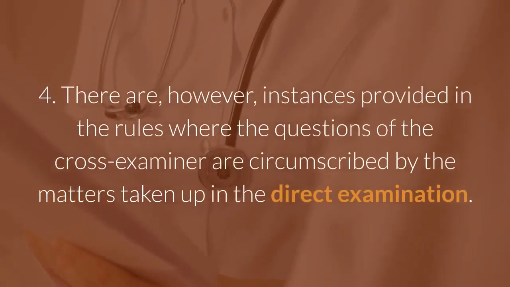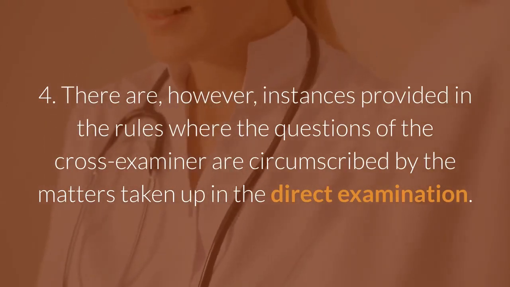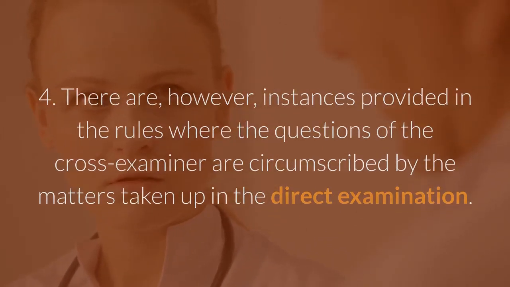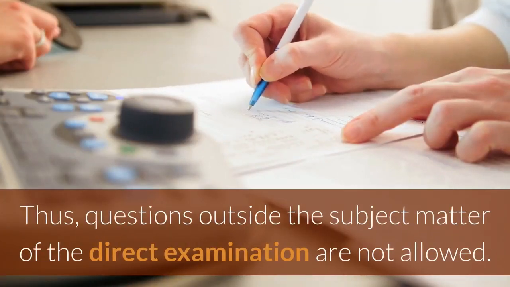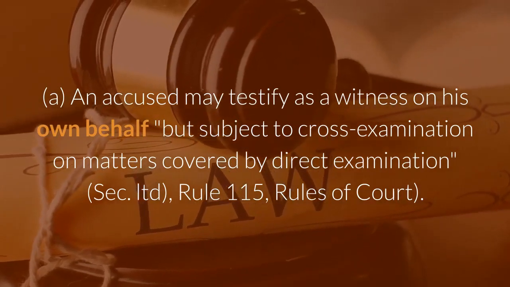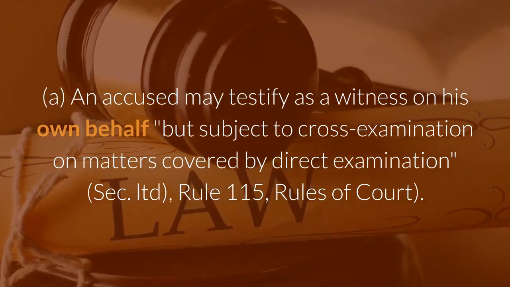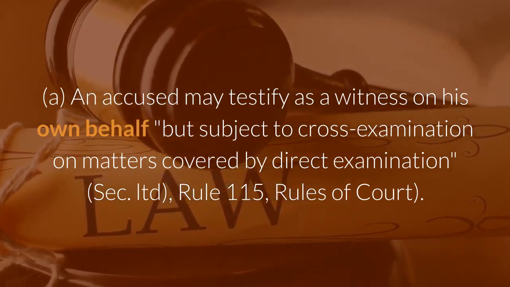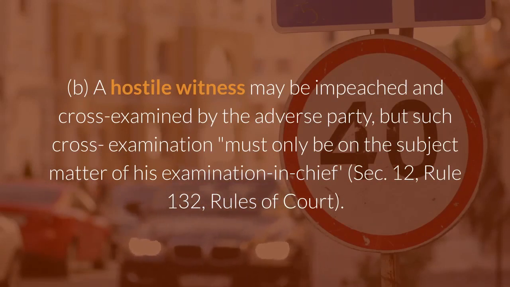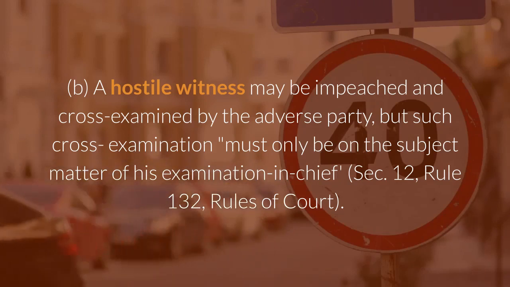4. There are, however, instances provided in the rules where the questions of the cross-examiner are circumscribed by the matters taken up in the direct examination. Thus, questions outside the subject matter of the direct examination are not allowed. A. An accused may testify as a witness on his own behalf but subject to cross-examination on matters covered by direct examination. Sec. 1(d), Rule 115, Rules of Court. B. A hostile witness may be impeached and cross-examined by the adverse party, but such cross-examination must only be on the subject matter of his examination in chief. Sec. 12, Rule 132, Rules of Court.